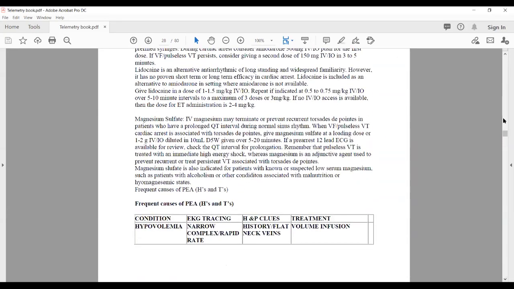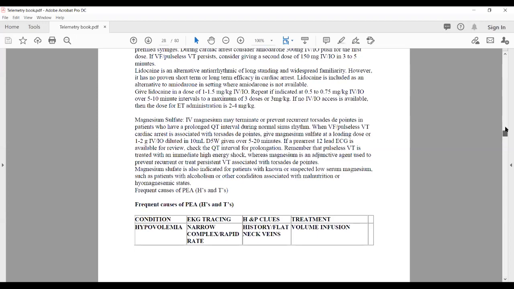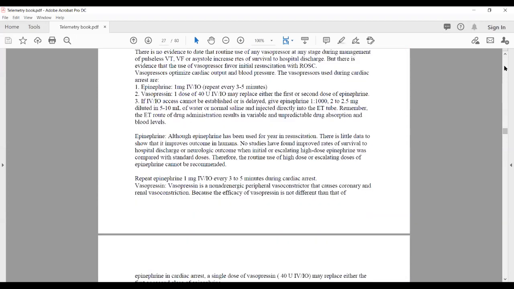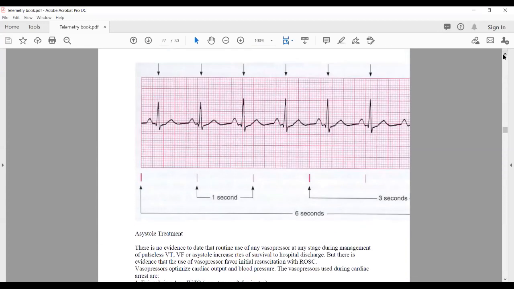Okay, let me go back here, because we want to calculate a heart rate. Let me show you how we can calculate the heart rate on this. I do want you to pay attention to a couple of things: these R waves are not even, okay?